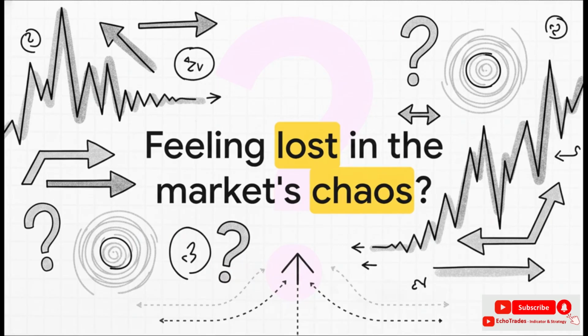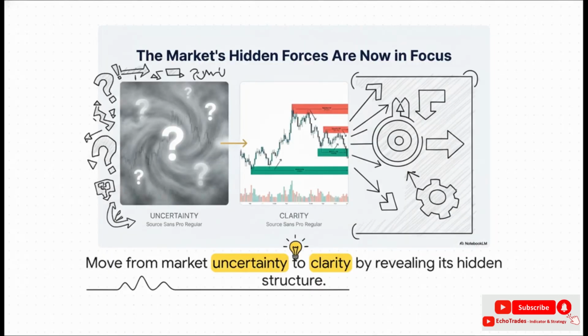You know that feeling, right? You're staring at a price chart with all the lines going up and down, and you just feel completely lost. It can seem totally random, completely unpredictable, leaving you with zero confidence about where the market is going to go next. That feeling of uncertainty comes from not being able to see the full picture.